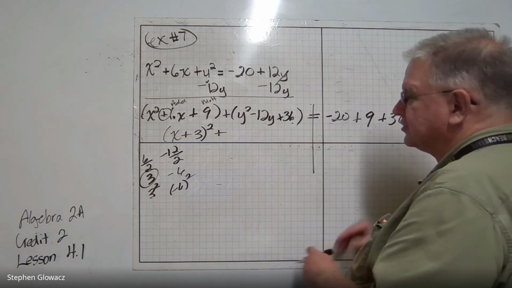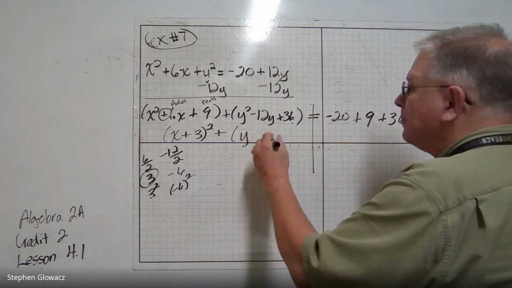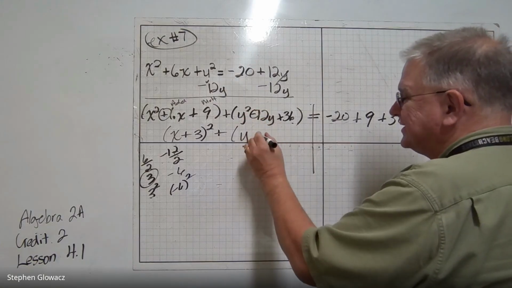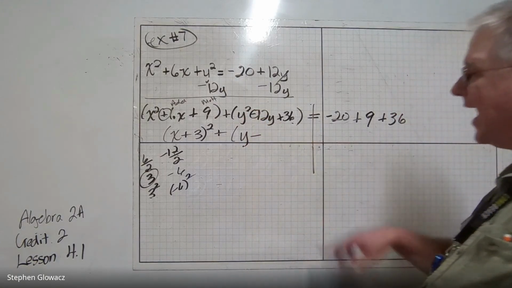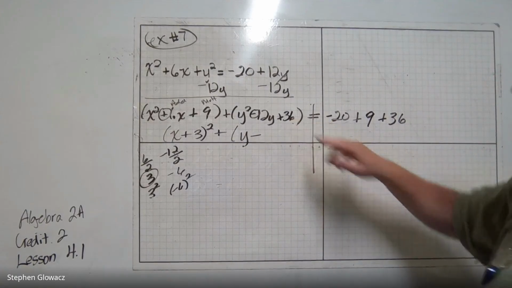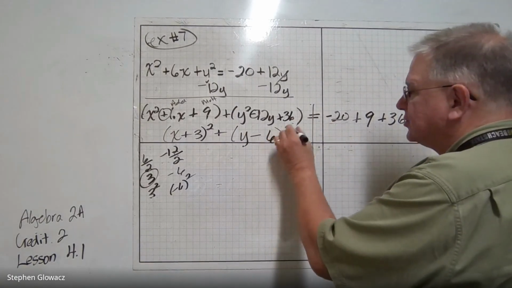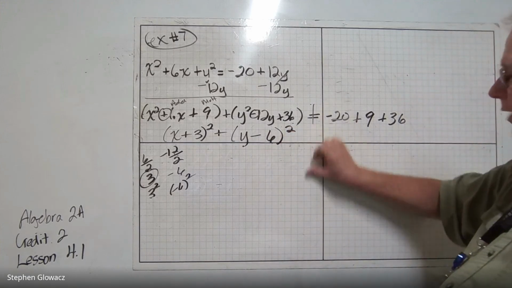Perfect square trinomials. Over here we have y, but this time the sign of the middle term is negative, so it's y minus. And then what is the square root of 36? It is 6. And so we have y minus 6 squared.